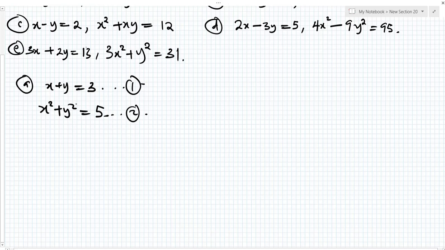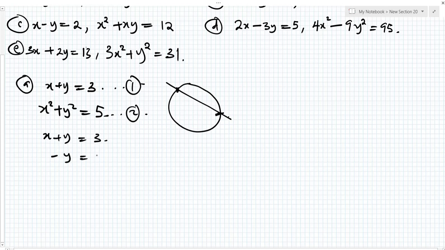So now let's solve this. It's just like something like this. Now we're looking for two points here and here. Now what we're going to do is, x plus y equal to 3. You add minus y to both sides. You now have this will cancel out this. You have x equal to 3 minus y. Now we'll call this equation 3.